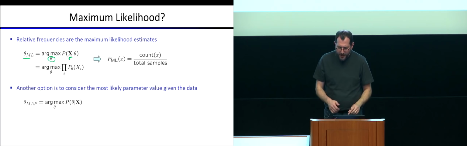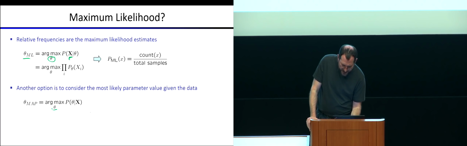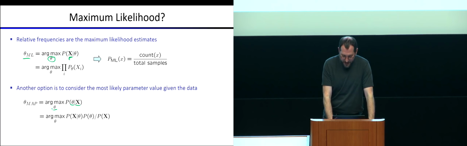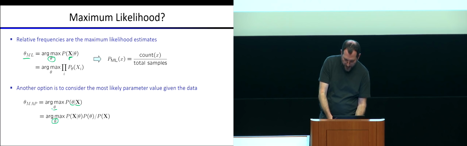So what I really want is something like a posterior estimate, a maximum a posteriori estimate, which says, I would like the theta which is most likely given my data. What's that mean? Well, we can use Bayes' rule to write that. That means, find me the parameters which maximize the product of this, which is what we were doing before.